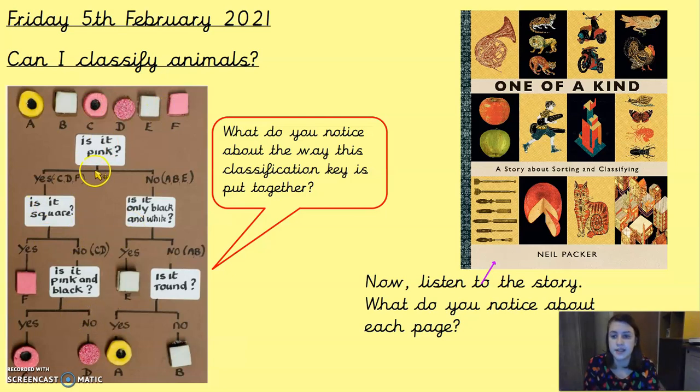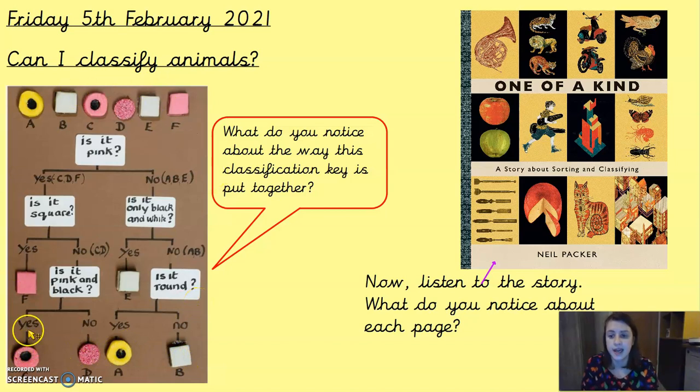You've probably noticed that the questions are only yes or no answers, which could be something that you fit into your classification. We're thinking about the way it looks mainly, so is it square, is it round, is it pink and black? And hopefully you notice that at the end of each answer there is an option, so it either gets to the sweet or it gets to another question, and eventually at the bottom there are no more questions and it's just the sweets as the answers.